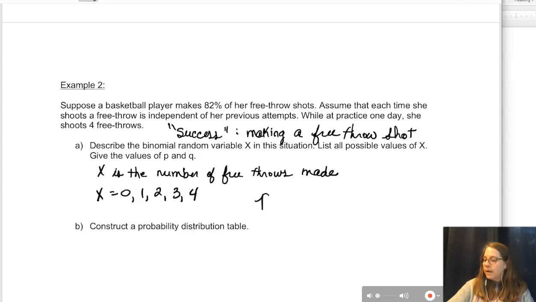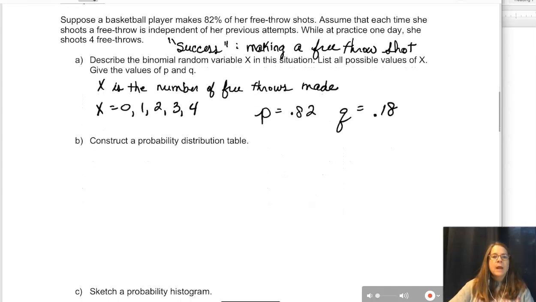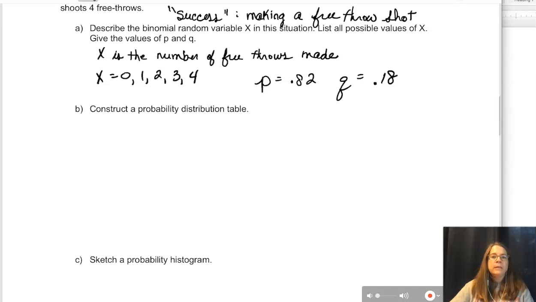The probability that that happens is 0.82, because she makes 82% of her free throws, and the probability she misses this shot is 0.18, because they have to add up to 1. Next, we're going to construct a probability distribution table. We remember from before, this would be a table that shows all of our possible outcomes, those are the values of X, and each of their probabilities.